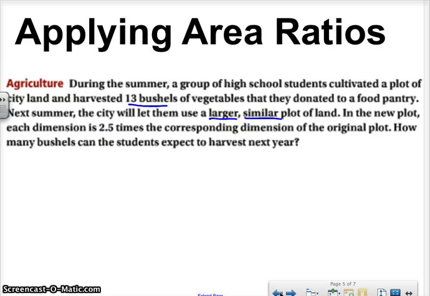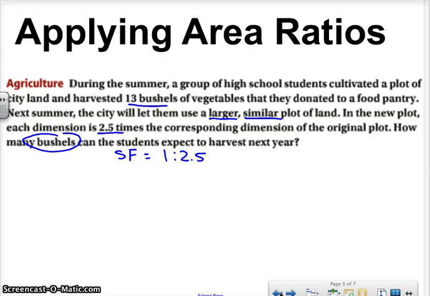It's larger and it's similar, so we can use this a squared, b squared stuff. Each dimension is 2.5 times the corresponding dimension. That's going to be like our scale factor. So our scale factor is 1 to 2.5. They want to know how many bushels we can expect to harvest next year. So how many bushels? That's what we're looking for. So we have our scale factor. We could even say 2.5 to 1. But what we're going to end up with is more.